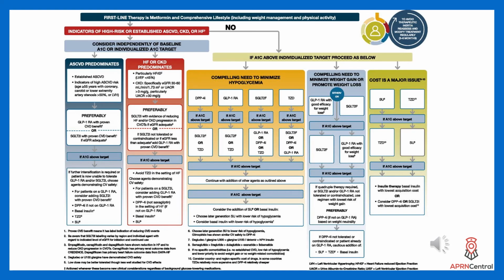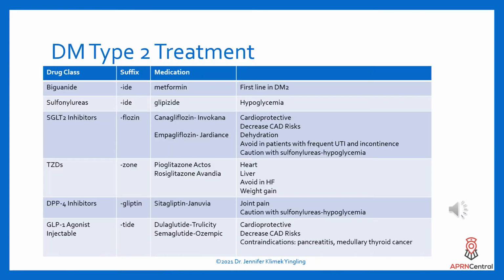This slide shows you the algorithms that are used to treat diabetes type 2. Now, before you freak out and you're like, oh my God, I'm never going to remember any of this, I want you to look at the very top line. Again, first line therapy for diabetes type 2 is metformin and comprehensive lifestyle modifications, okay, weight management, physical activity, and then you will move down the line. So in the next few slides, we're going to talk about some of the common meds that are used to treat diabetes type 2.